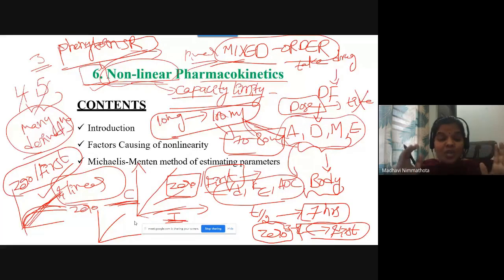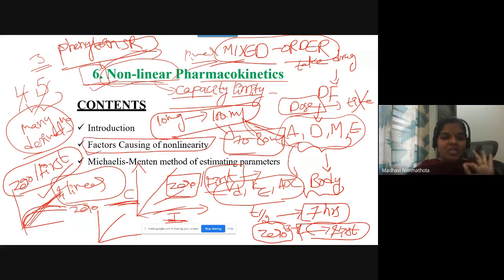Why do drugs exhibit this non-linearity? Because of these four causes. So you need to learn the factors causing non-linearity, which are clearly mentioned in your syllabus copy. How do we derive these non-linear factors? With the use of the Michaelis-Menten equation. He is a scientist who developed the equations regarding nonlinear pharmacokinetics.